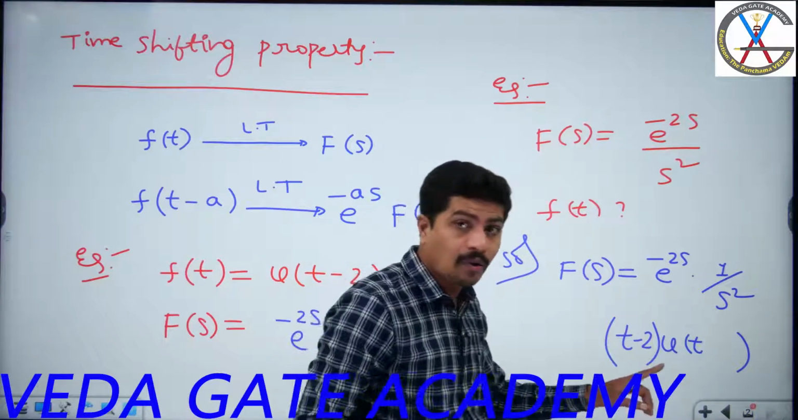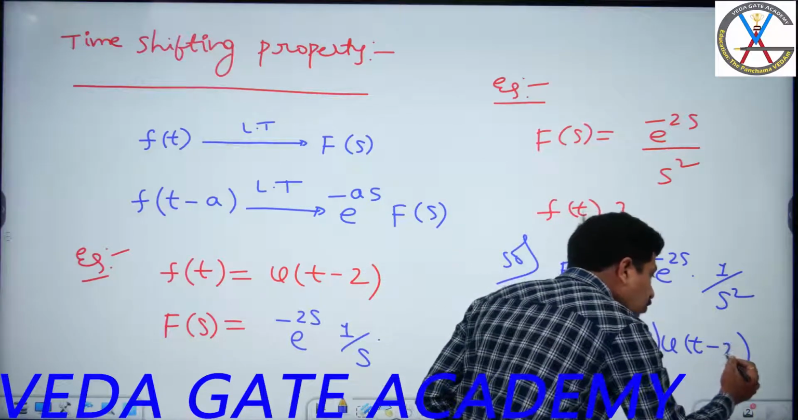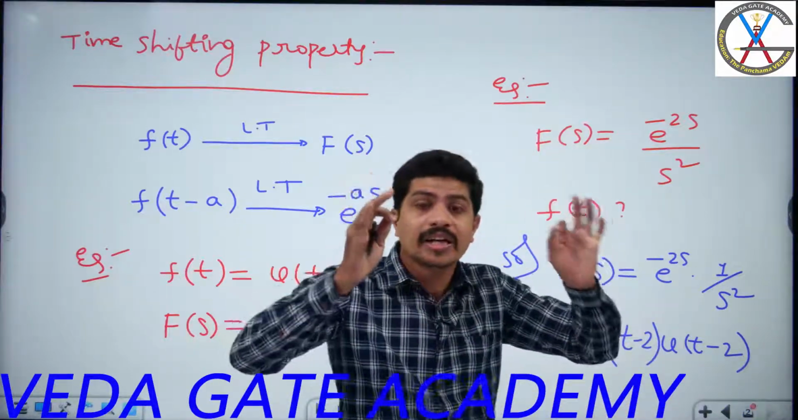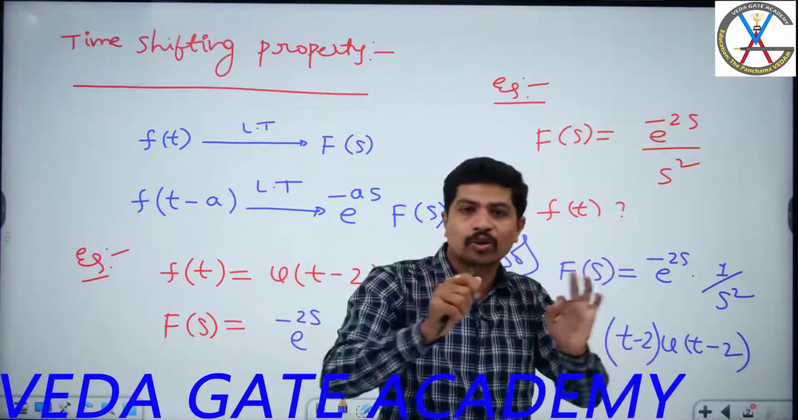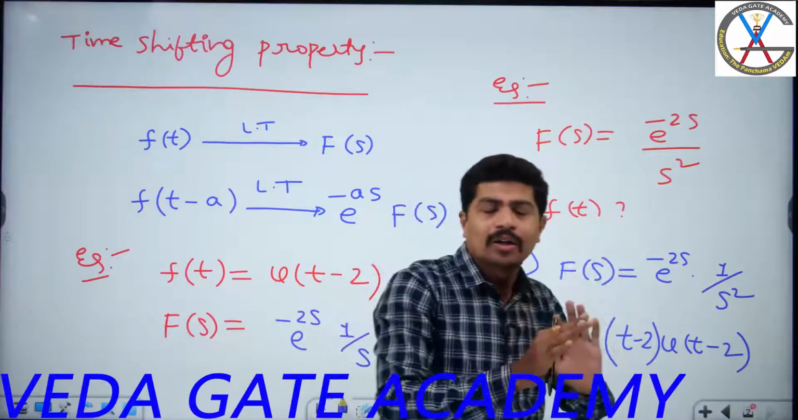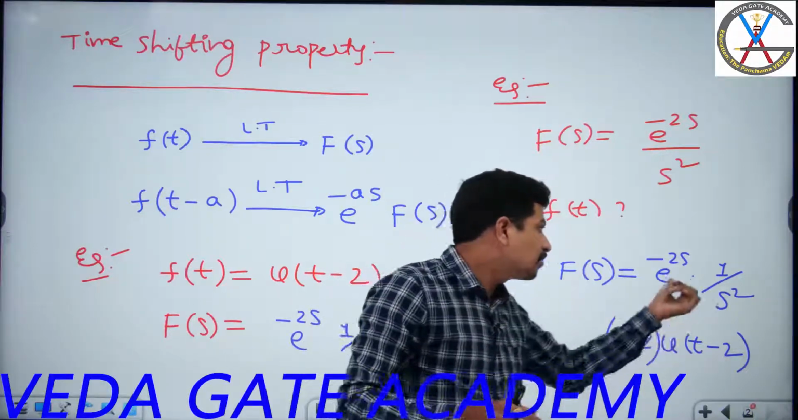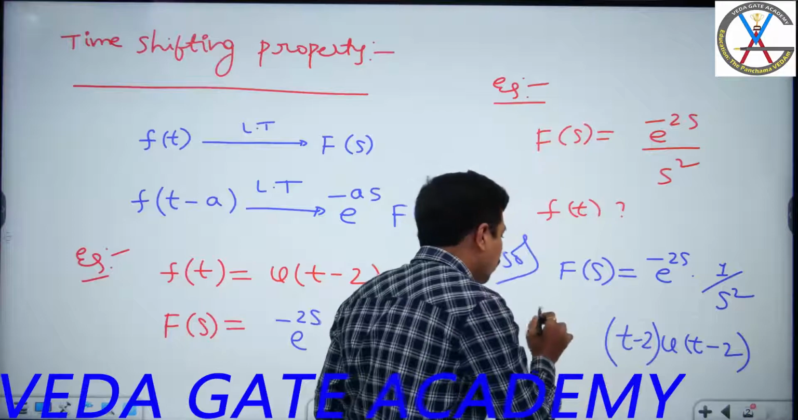Is it done? No. This u of t also must be shifted. All t variables, not t square, t cube or root t. All t must be shifted with the same units. This is f of t.